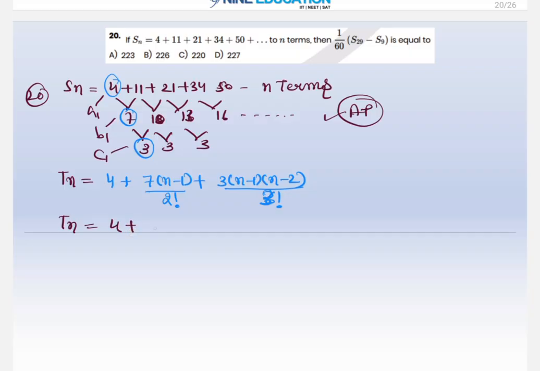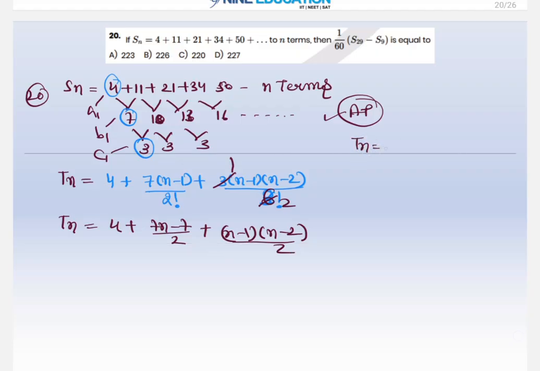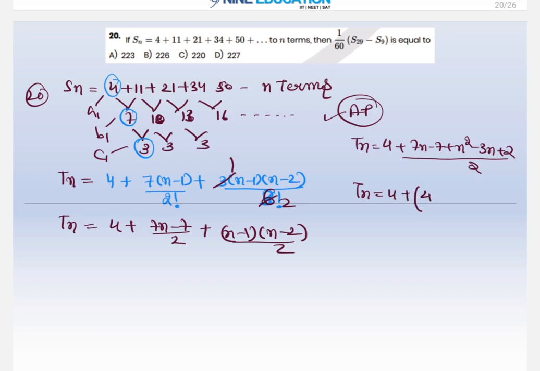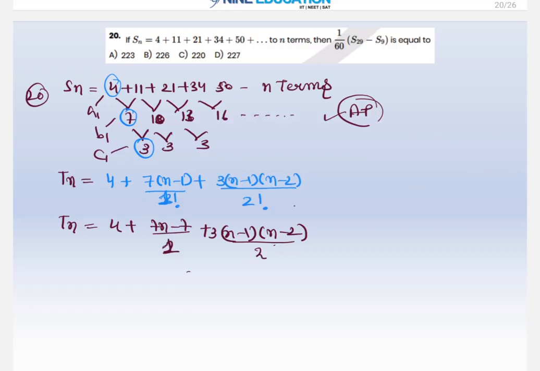Hence Tn is equal to 4 plus 7n minus 7 by 2. This is 3 factorial, 6. So 3 ones are 3, 2s are n minus 1 into n minus 2 by 2. So therefore Tn is equal to 4 plus 7n minus 7 plus n square minus 3n plus 2 divided by 2. Tn is equal to 4 plus 4n minus 5 plus n square divided by 2. Let me recheck. So this is what we are getting.